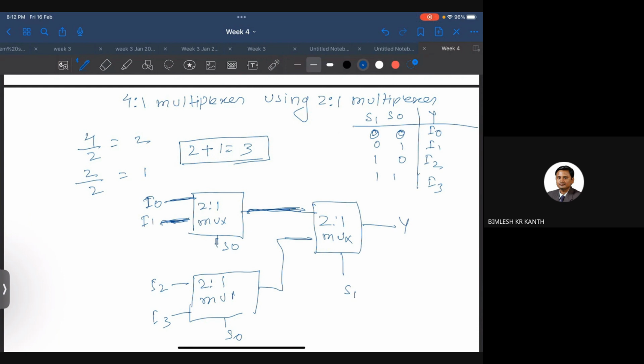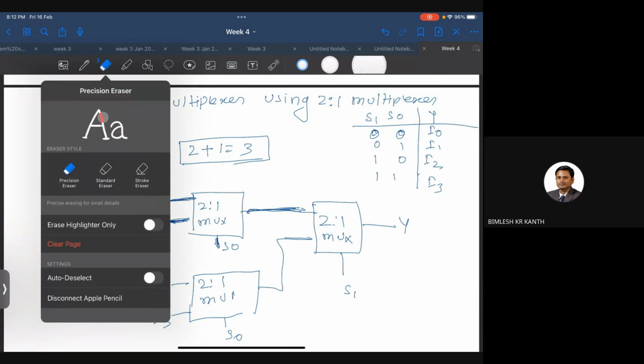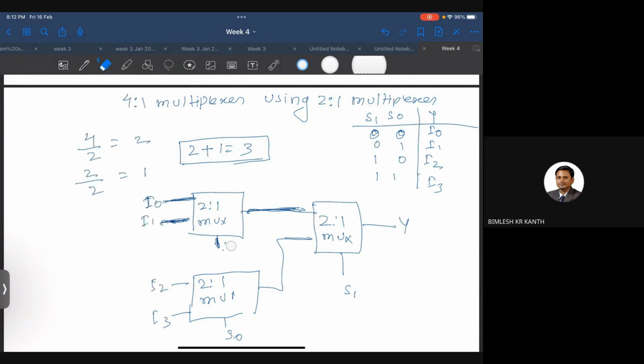Now suppose you want to select I0. So what will be the value of this select line? Let's read this, then it will be good. We have to put 0, right?